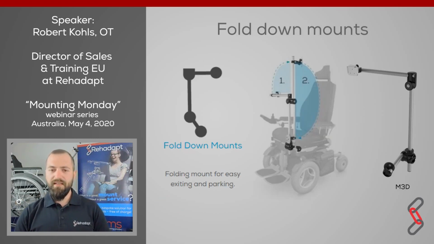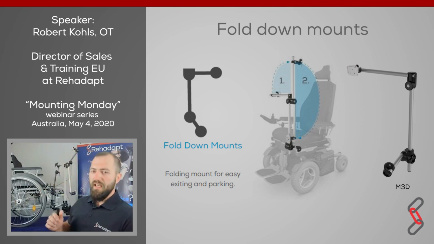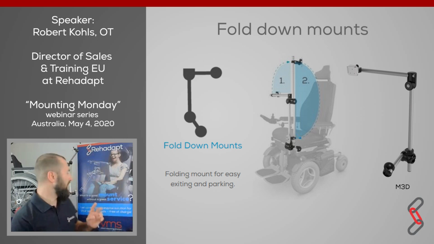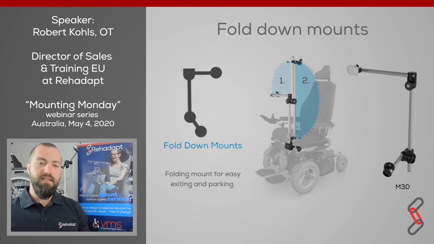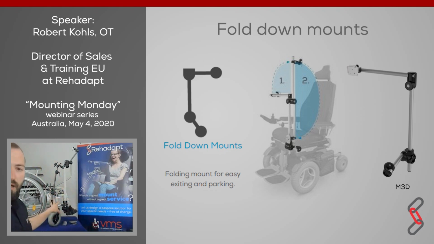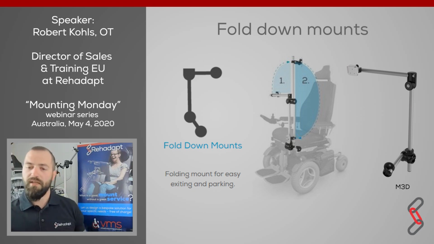Also, there is a category available with fold down mounts. I know that a lot of people like these folding functionalities. As you can see here in my video, they consist of one tube at the beginning, one vertical tube in the middle, and one folding option. So the customer can fold the mount upwards and forward to get in and out of the chair very easily. This is an option that is only available in the M3D category at the moment.